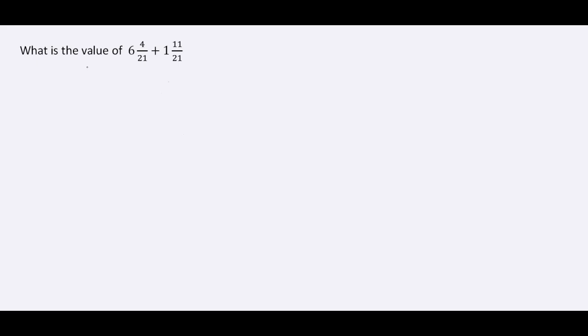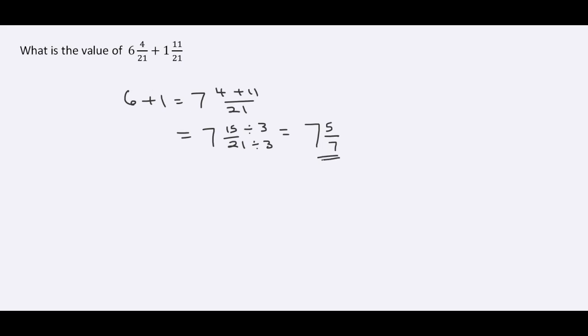Next example. We have 6 4/21 plus 1 11/21. So we have 6 plus 1. That gives us 7. Now we have 4 plus 11 over 21. This is 7 15/21. Now we divide because there's a common factor of 3. So this is going to give us 7, 15 divided by 3 is 5, 21 divided by 3 is 7. So that's our final answer.